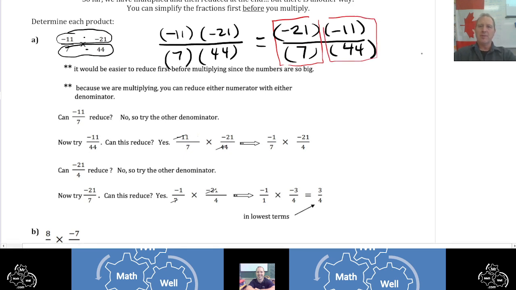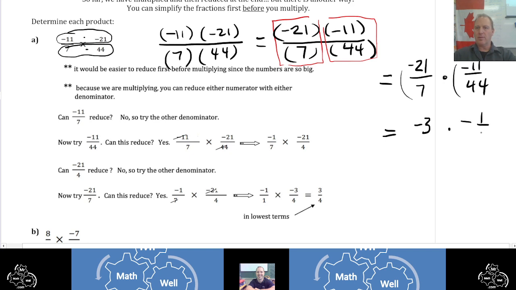So really, this is exactly the same as writing two fractions like this, which we can simplify first. This becomes -3, the first one. The second one becomes -1/4, because we divide both by 11. So that's really easy to do. We know that this is +3/4. There's your answer. Now, do you have to do it that way?